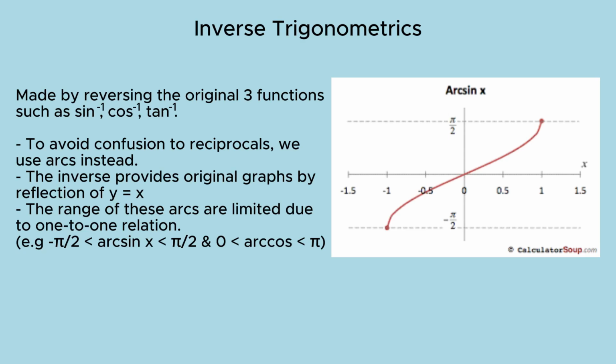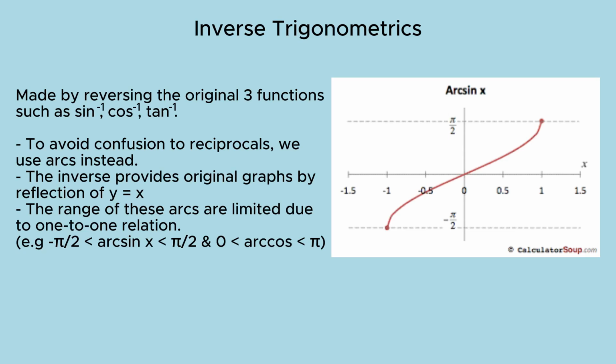Now let's look into inverse trigonometrics. So this is made by reversing the original three functions. Like if your original function is sine, the inverse is sine inverse, which is sine to the power of negative 1. This can also apply to cosine and tangent. But to avoid confusion with reciprocals, we use the term arc instead of power to negative 1. The inverse provides the original graph by reflection in y equals x. And if you look at the diagram on the right, this is an example of the graph for arc sine.